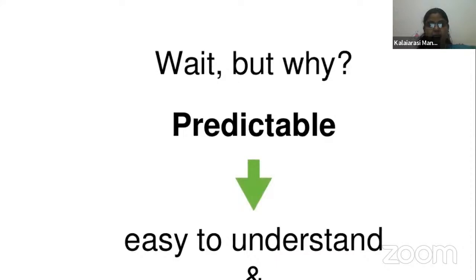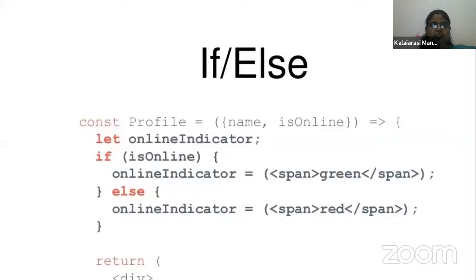And when we come to why it is not easy to understand and how far it is easy to predict, that is because of the concept of state, because of this concept state.